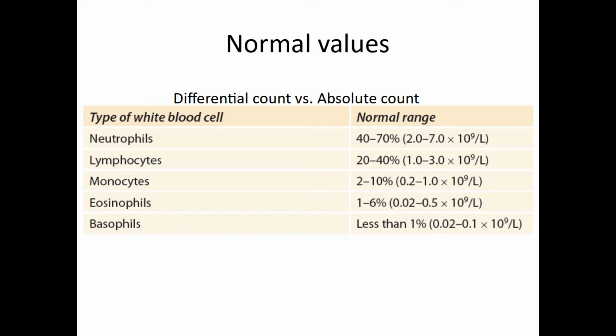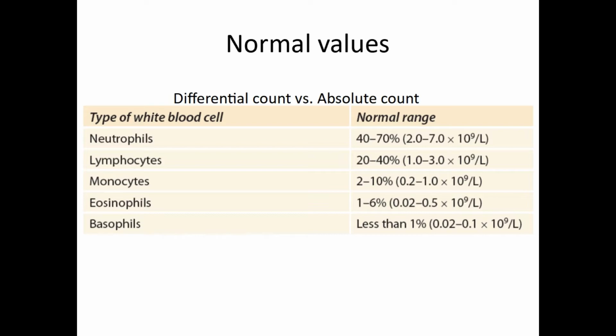Neutrophils, like I told you, are the most abundant type of WBCs in blood, accounting for 40 to 70%. So if you count 100 cells, then in a normal individual, 40 to 70% of those 100 cells will be neutrophils. And the absolute count would be 2 to 7,000 per cubic millimeter. So here the unit is different, don't get confused. It is 2 to 7,000 per cubic millimeter.